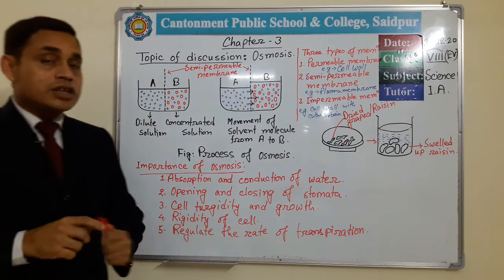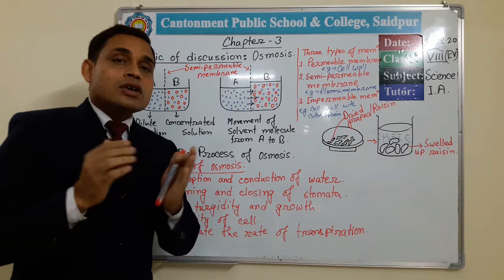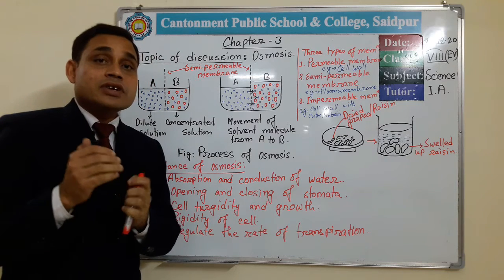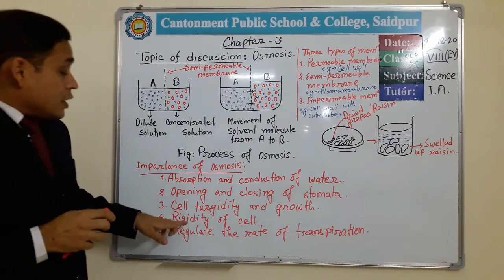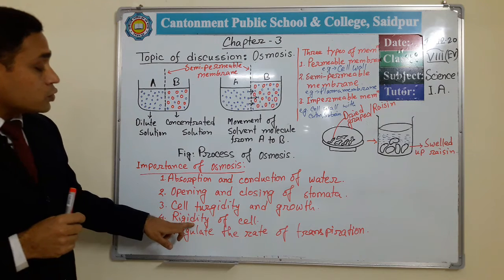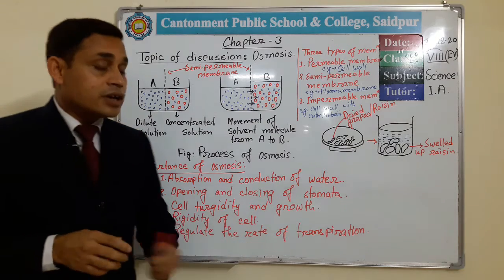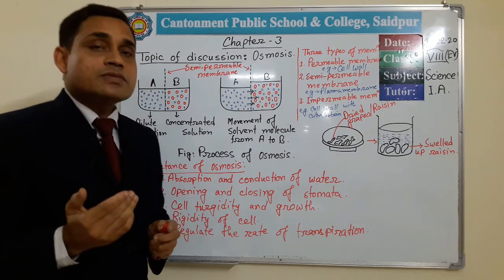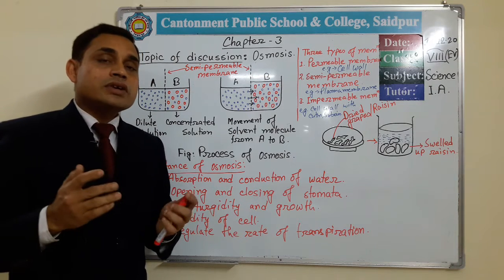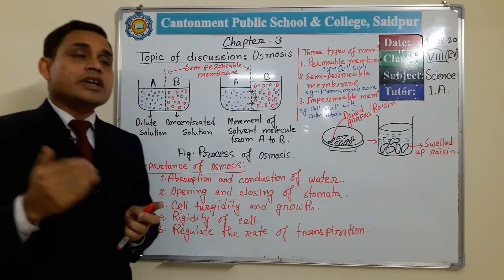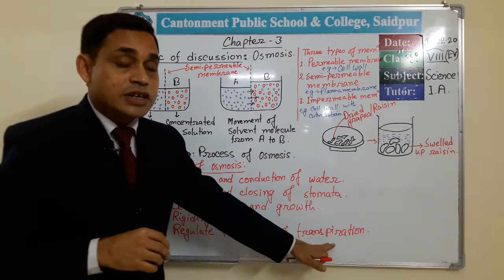The fourth one is rigidity of cell. Rigidity of cell means that without water the cell loses its normal shape and size. That means it becomes wilted. So to maintain the rigidity of the cell, water is important, and water is absorbed through this process of osmosis and maintains the rigidity of the cell. And the last one is to regulate the rate of transpiration. As you know, what is transpiration? Loss of water in the form of vapor, which is produced in different metabolic activities which take place inside the cell, and osmosis regulates this transpiration.